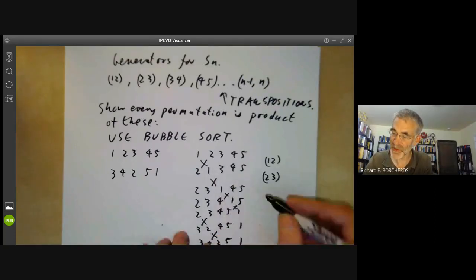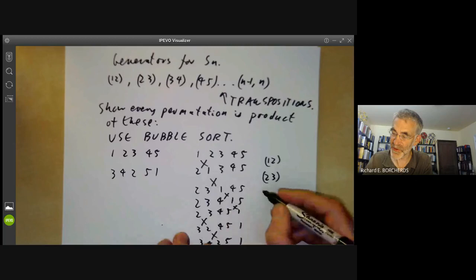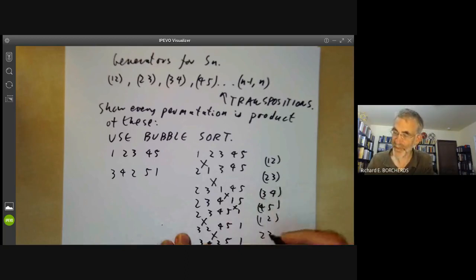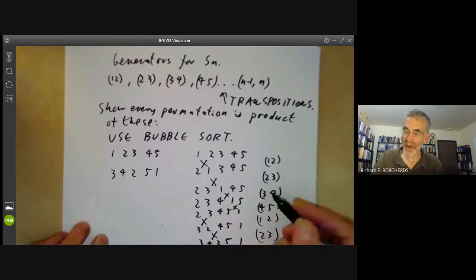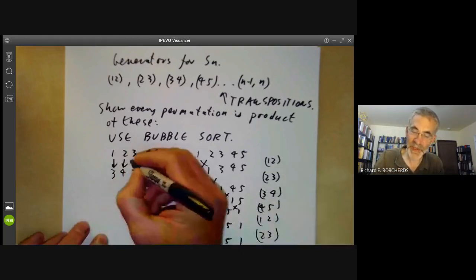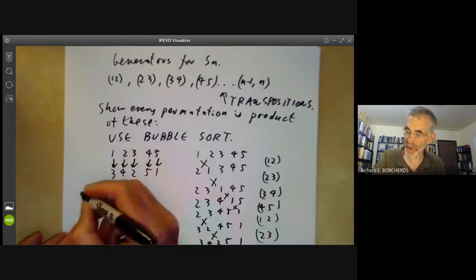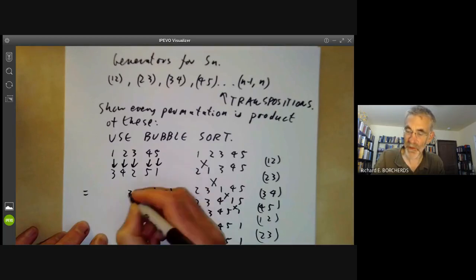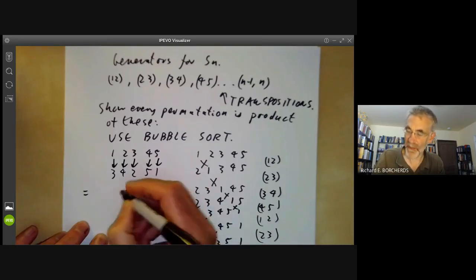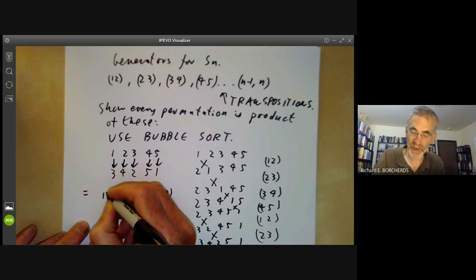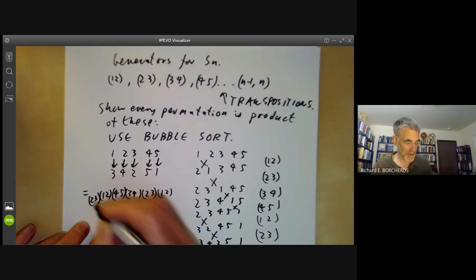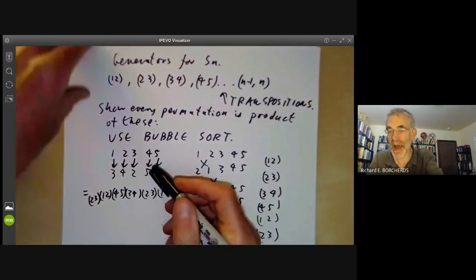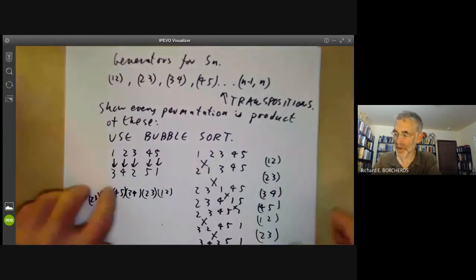And then I do (3 4), and (4 5), and then (1 2), and (2 3). So this permutation is equal to (1 2)(2 3)(3 4)(4 5)(1 2)(2 3). And it's fairly obvious that you can get any permutation of any symmetric group by doing something similar.